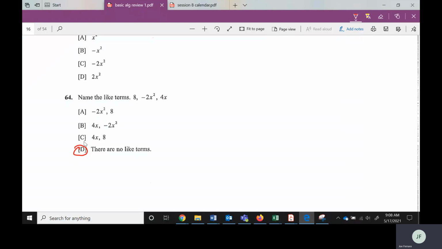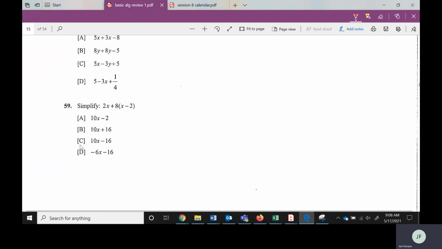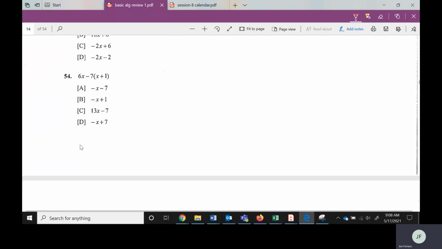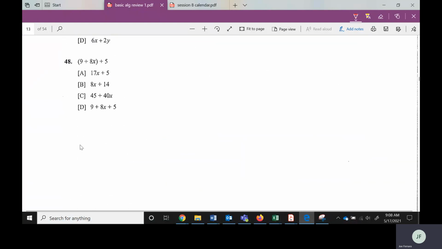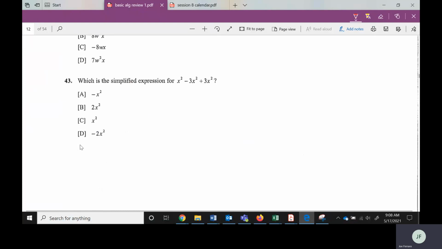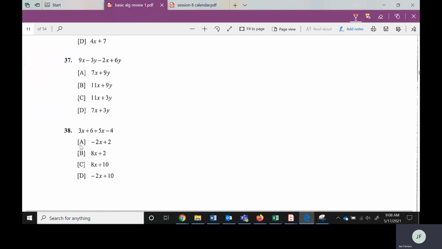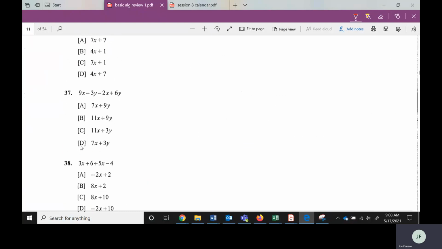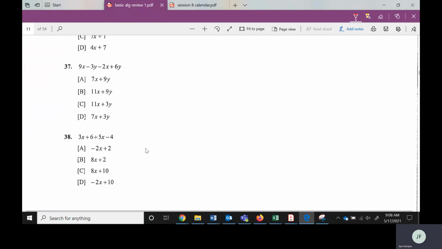Okay. All right, we're going to flip all the way back to the first page of this section and find number 37. Okay, so now we're going to be looking at the second objective here, and it's combining like terms. So combining like terms means you find like terms and just add them together.